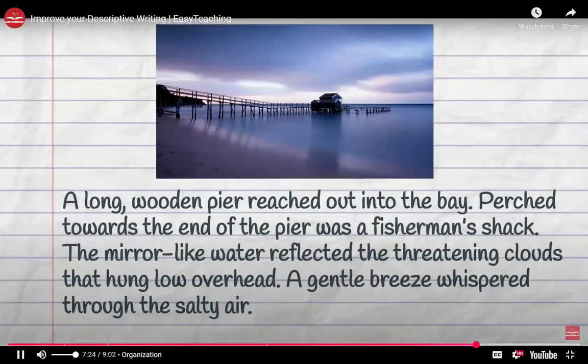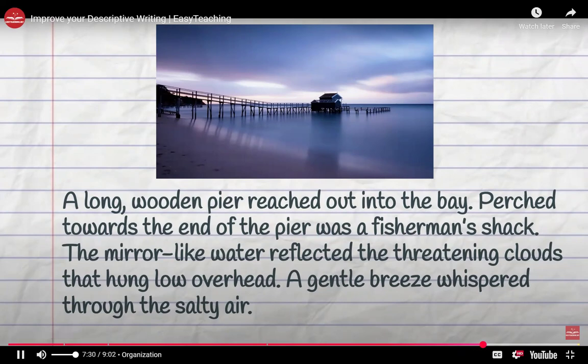Here's a short passage I've written. A long wooden pier reached out into the bay. Perched towards the end of the pier was a fisherman's shack. The mirror-like water reflected the threatening clouds that hung low overhead. A gentle breeze whispered through the salty air. We got a lot of senses in there.